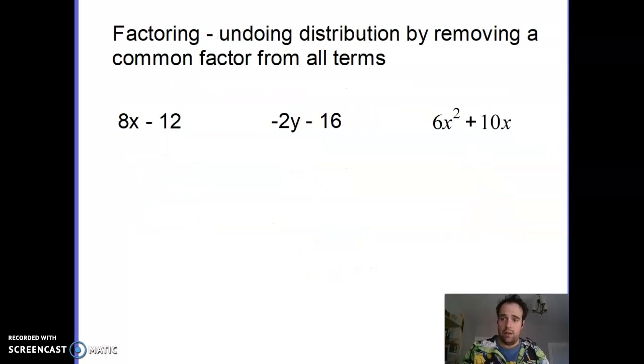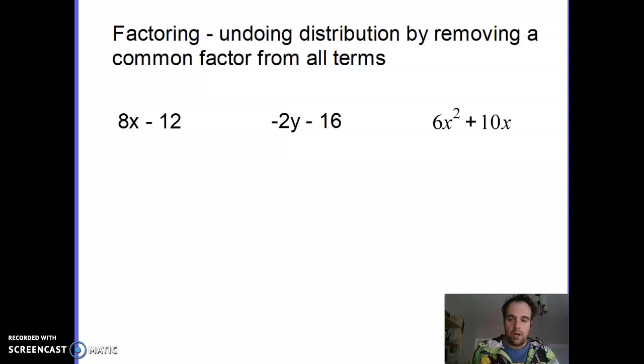Now, factoring is just undoing distribution by removing that common factor from all terms. So these are the same answers you got on the last page, but just now going in reverse. It's just undoing distribution. Everything in math, if you can do it, you can undo it. The opposite of addition is subtraction. The opposite of multiplication is division. The opposite of square is square root. The opposite of distribution is factoring.